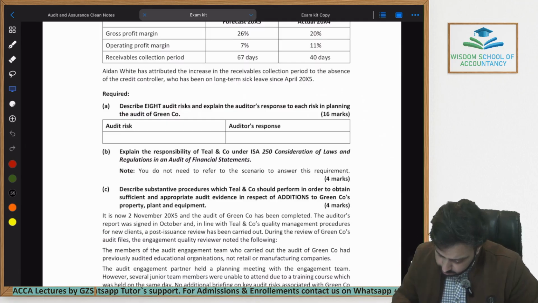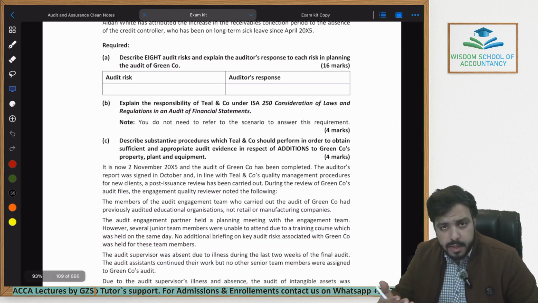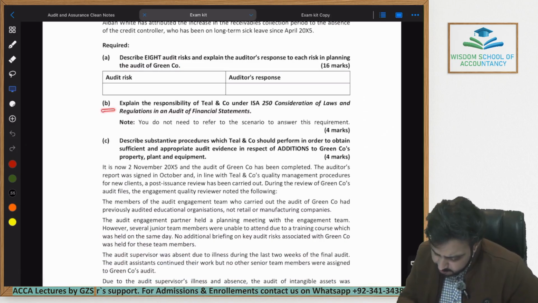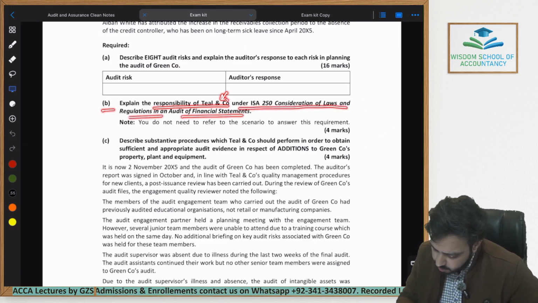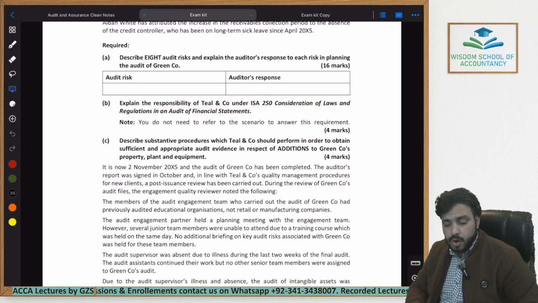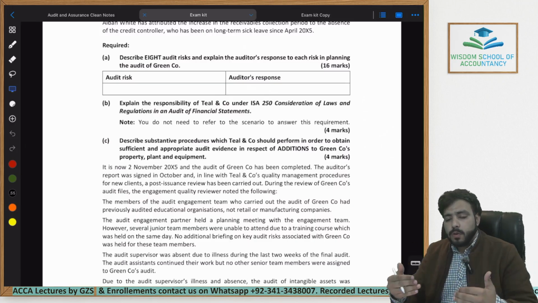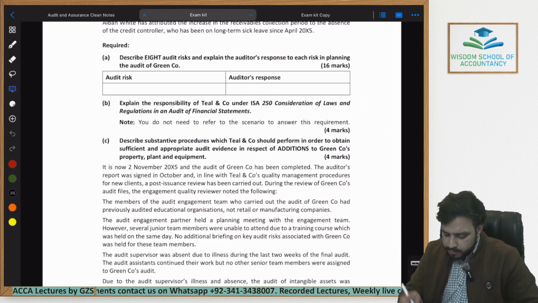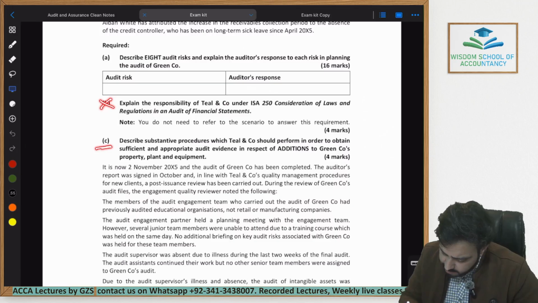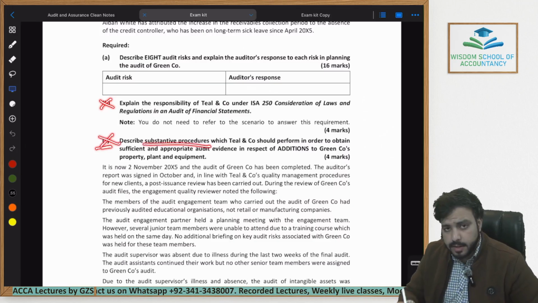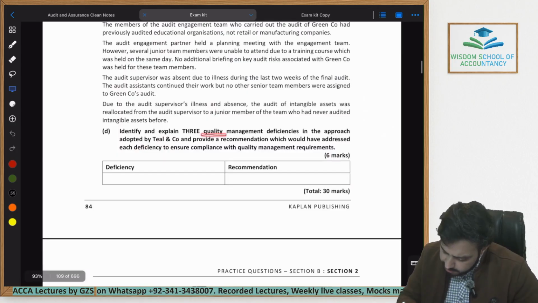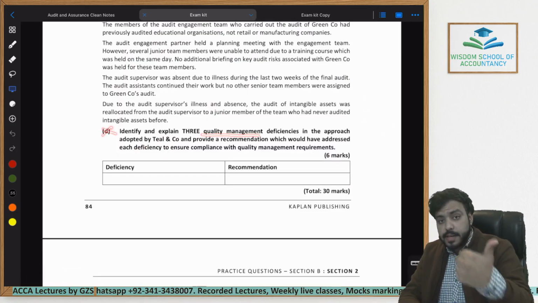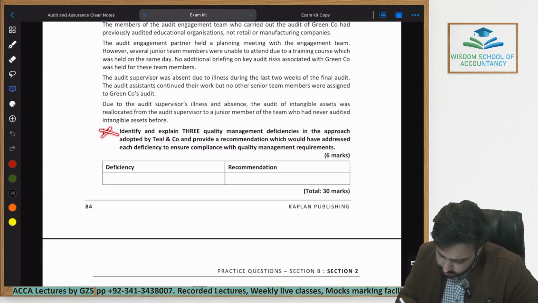But before moving towards the question, let's read the remaining parts. Can we attempt them at the moment or not? So part B is: explain the responsibility of Teal Incorporation, the auditor, under ISA 250, consideration of laws and regulations in an audit of financial statements. The question is asking what the responsibilities of the auditor are in relation to laws and regulations when they are doing an audit. Right now, we haven't gone through that area of the syllabus, so we can skip it. Part C, substantive procedures, is something that you haven't done at the moment, so we can skip this as well. Quality management is something that we will cover within the next chapter. Right now, we can't do the answer, so we can skip it as well.